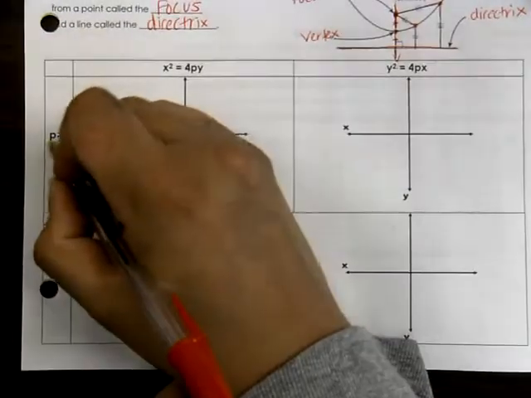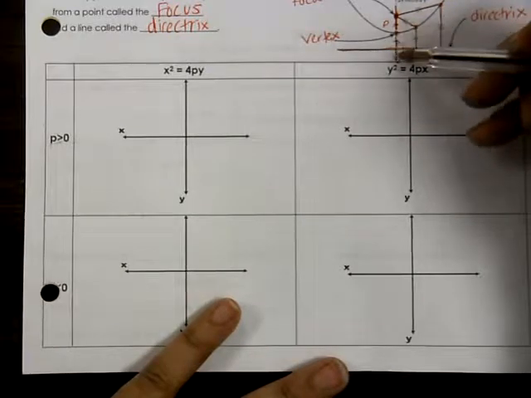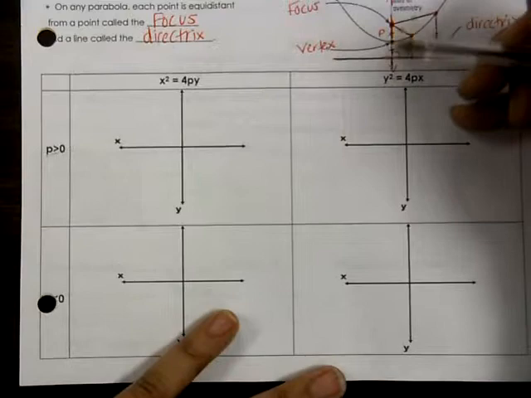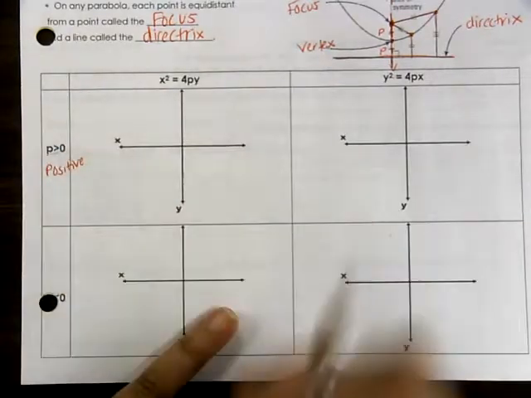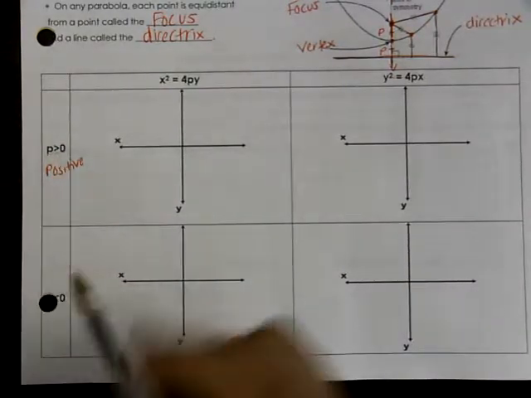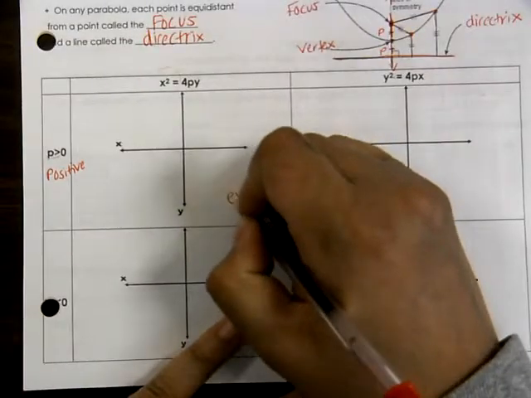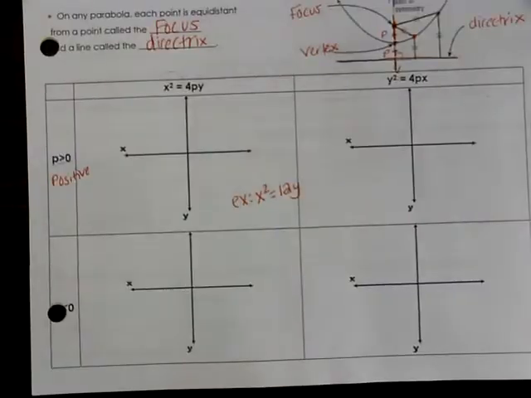And p is the distance from the focus to the directrix, or from the focus to the vertex, or from the vertex to the directrix. That distance is p. So if p is a positive number, that's what p greater than 0 means, and it has an x squared in it, that's going to be an example that looks like this: x squared equals 12y. I just picked the number 12. You can pick any number at all as long as it's positive.